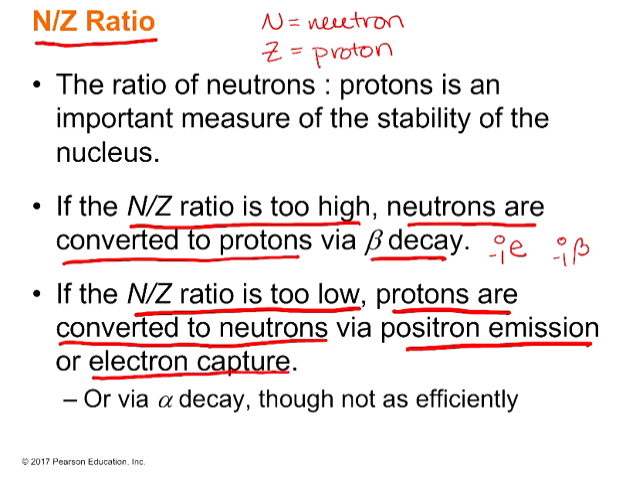So you might remember from last time that positron emission and electron capture are essentially the same process, but in one process we are emitting a positively charged electron, and in the other process we're capturing or absorbing an electron, which is negatively charged. Now, this process of turning protons into neutrons could also happen through alpha decay, but it's not as efficient, so it doesn't happen quite as often.